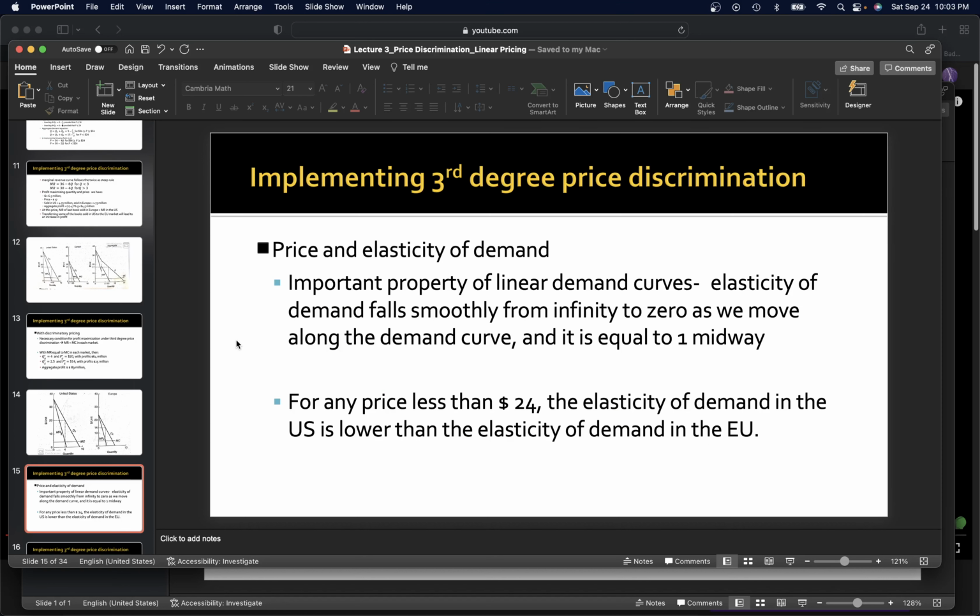All right, so price and elasticity of demand. An important property of linear demand curves: elasticity of demand falls smoothly from infinity to 0 as we move along the demand curve, and it is equal to 1 midway. For any price less than 24, the elasticity of demand in the United States is lower than the elasticity of demand in the EU.